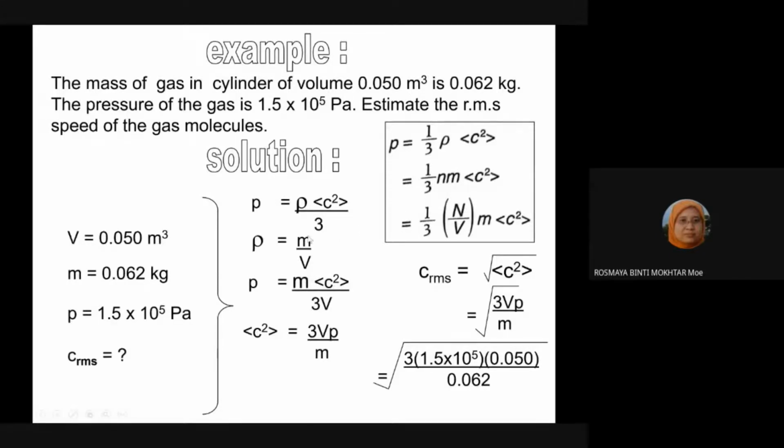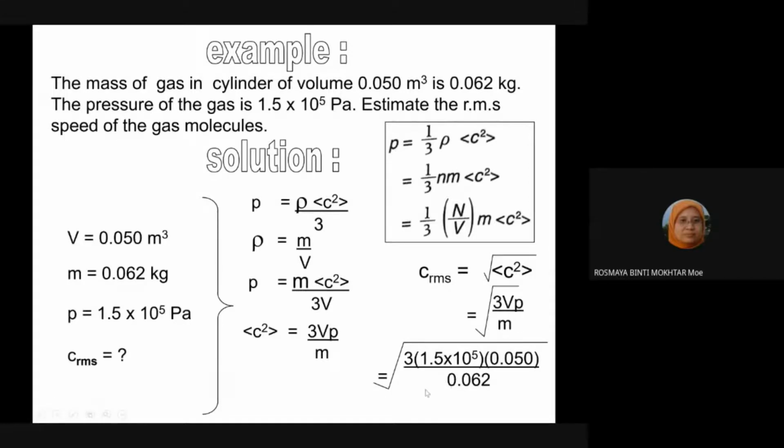I repeat again, this mass is mass of the gas. And in the equation, as we derived before, this mass is not mass of the gas. This is mass for one molecule. That's why we have a big letter N here. Big letter N times the mass of one molecule will give you the mass of the whole gas. So be careful with the symbols used. In this chapter there are many similar symbols, but actually slightly different definitions. So must be very, very careful. Okay, any problem?